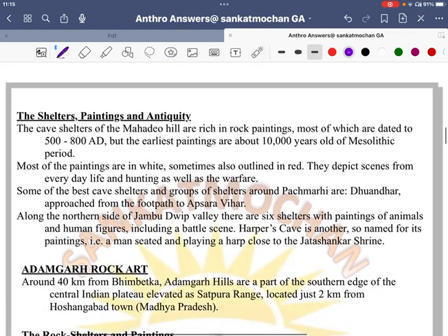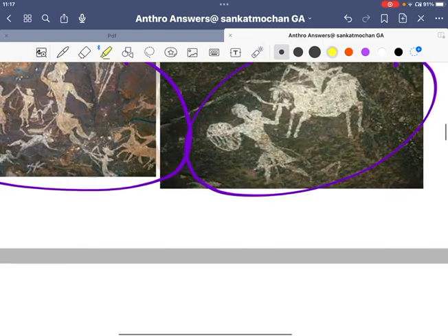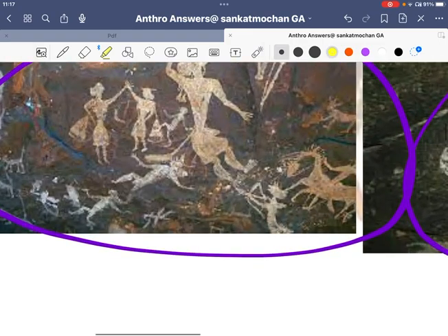What was there? Settlers painting and antiquity. The cave settlers of Mahadev Hill are rich in rock painting. Most of them are dated between 500 to 800 AD, but the earliest paintings are about 10,000 years old, of the Mesolithic period. See how it's related to Mesolithic also, and later too. Most of the paintings are in white and sometimes outlined in red. See, white, and outline in red. Hope you get it. Good.